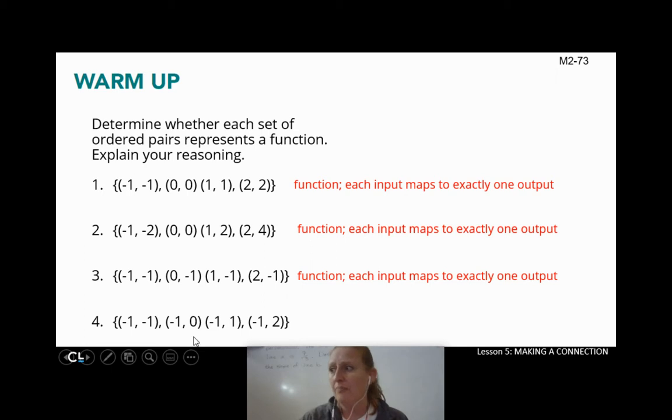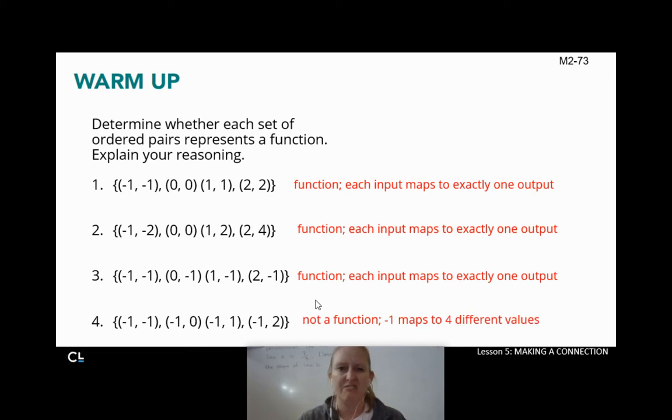That's okay. Uh-oh. -1 has a whole bunch of outputs. Shame on you, -1, getting greedy, stealing all the outputs. And for that, you're not a function. That's not cool.